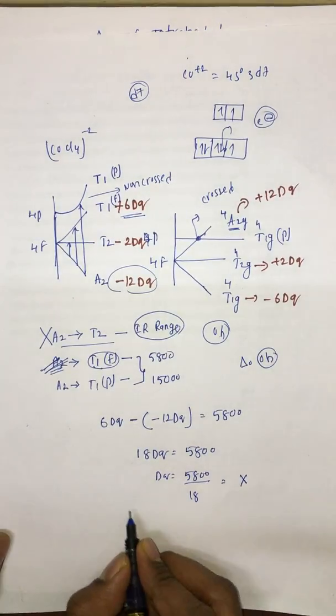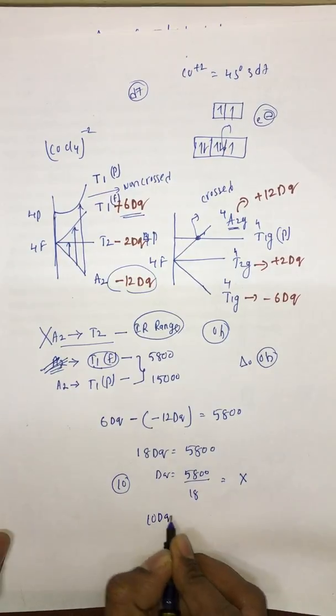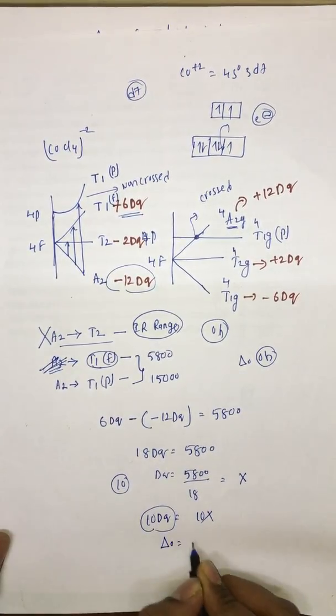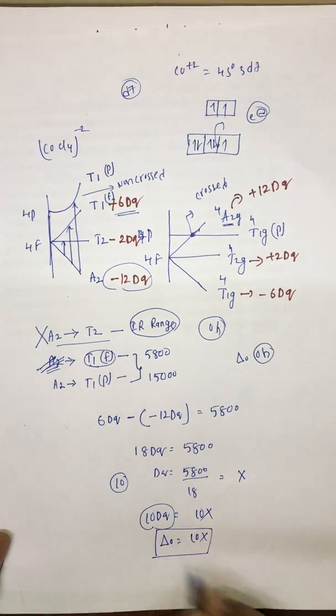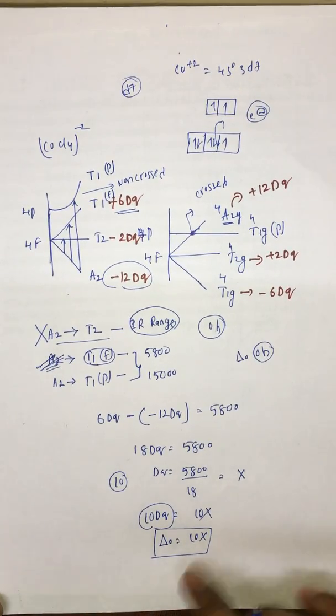So just multiply both sides by 10. So 10 dq will be 10x. 10 dq is nothing but delta knot, which will be 10x. So this is the answer. I am not calculating this value, I have written it directly.